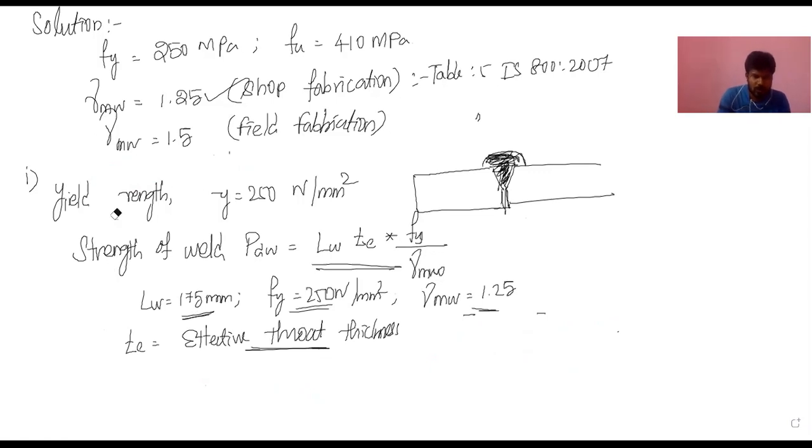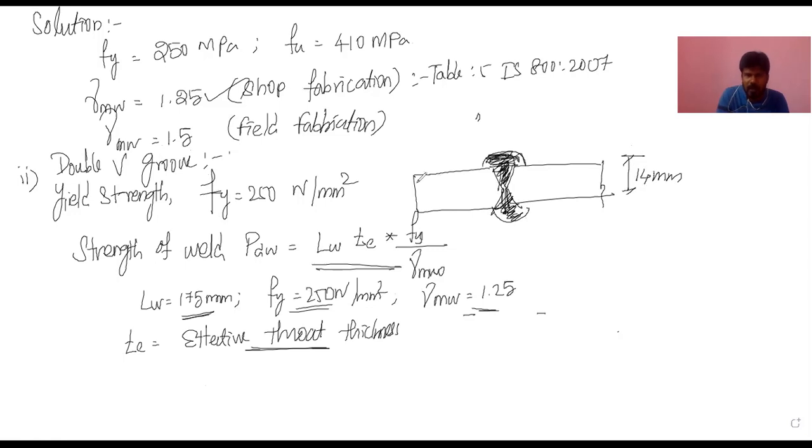So now, second one, double V groove. Yield strength here is the same value, Fy is equal to 250, and the same formula we are going to use. Now the section we are going to use is double V groove so that complete penetration may be achieved. Here the two plates connected are 14 mm and 16 mm. So the effective throat thickness becomes the least of these two values. So 14 mm is the effective throat thickness.